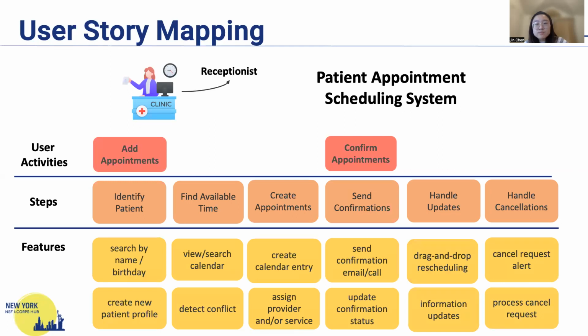And for each step, you may also need to create a different feature to make it work. For example, identifying the patient will require search by the patient name or birthday. You might even need to create a new patient portfolio. So overall, this user story mapping helps you have a thorough understanding of the end user activity, assisting you in creating a user-friendly and effective product, and to see what they need and how they can use your product to make their job easier.